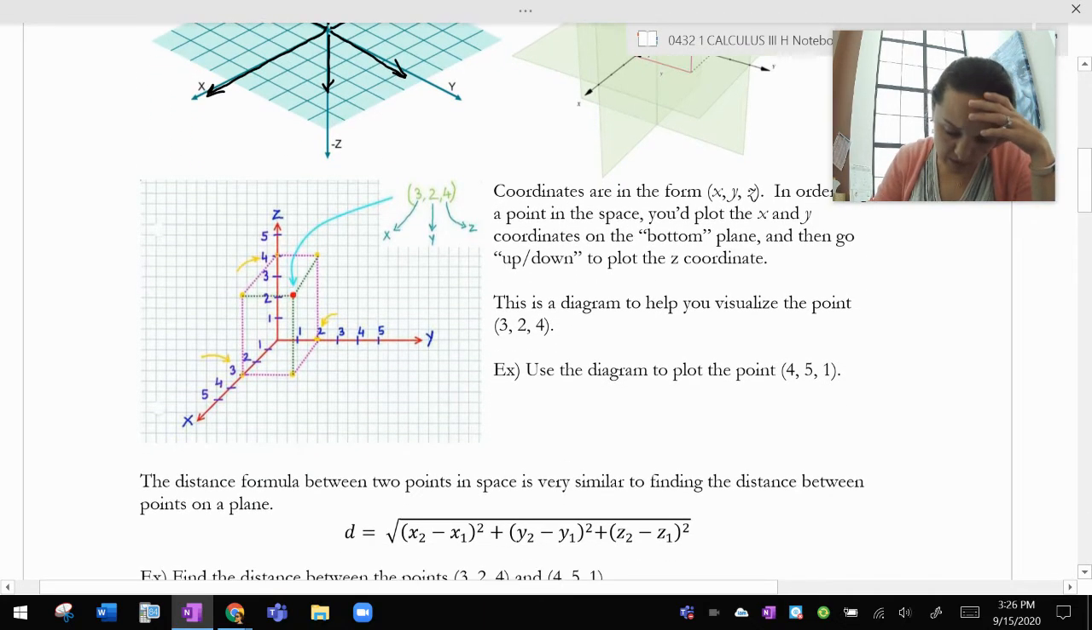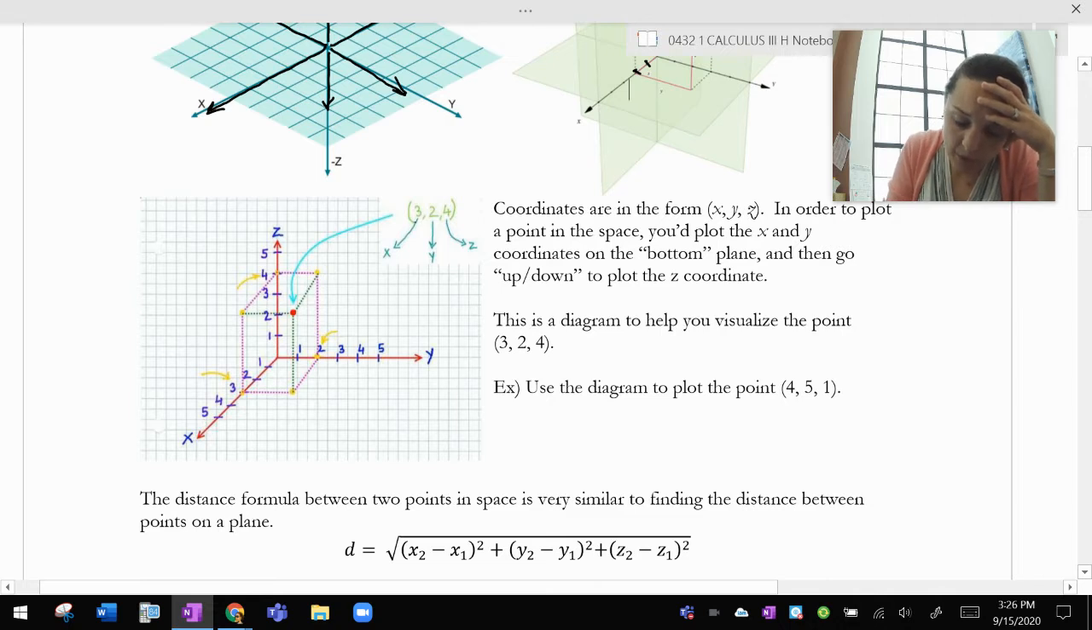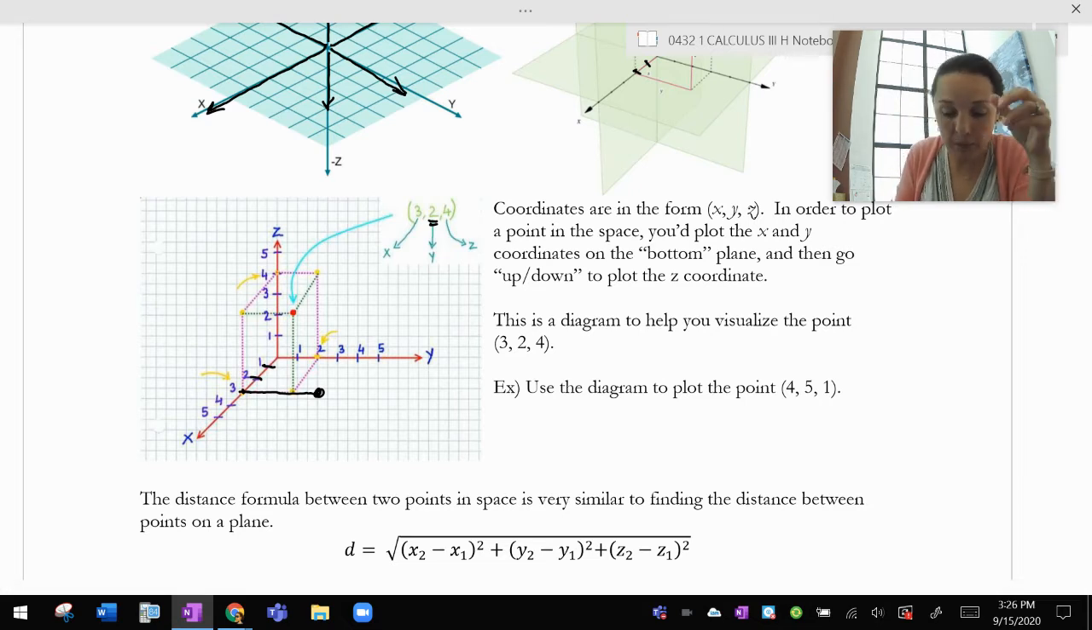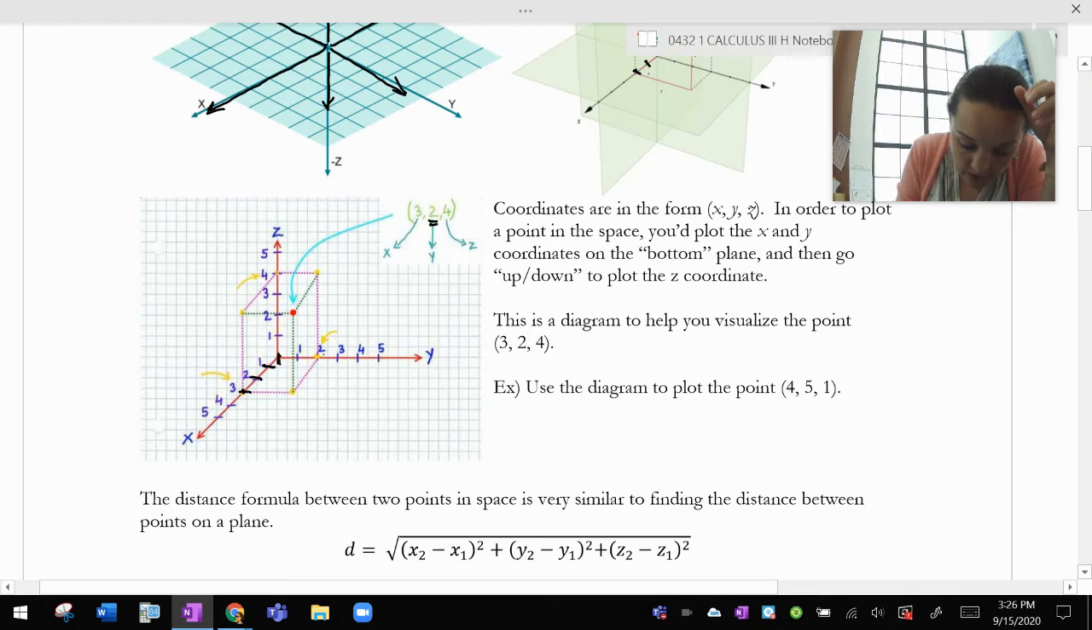So if I want to plot the point 3, 2, 4, I go 3 out from the origin, and then I have to go 2 out on y. But notice, I don't say 3 is here and 2 is right there. I have to go 2 units in the y direction from where I'm currently at pictorially. So 2 units in the y direction is about this wide. So that's this distance. So it almost looks like you're plotting the point 3, 1, but really this point right here is the point 3, 2, 0.